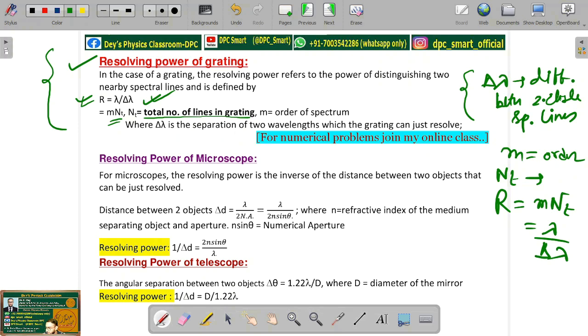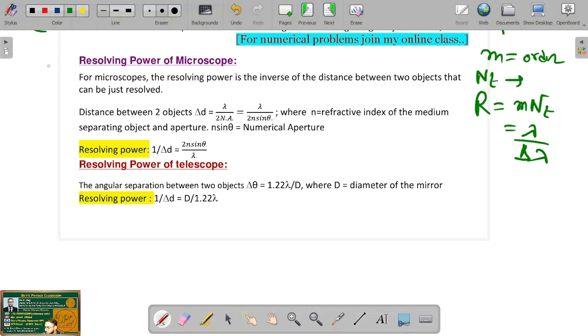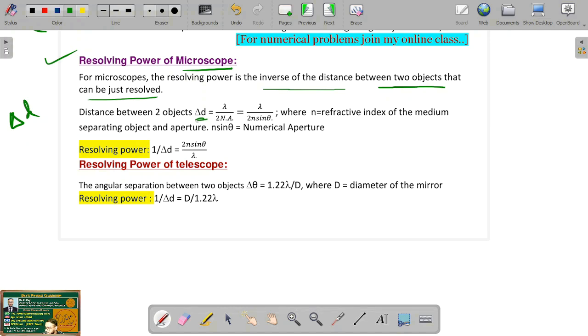Secondly, we will discuss the resolving power of a microscope. For a microscope, the resolving power is defined as the inverse of the distance between two objects that can be just resolved. So the inverse of the distance between two objects which can be just resolved is called the resolving power of a microscope. Suppose the distance between two objects be delta d. So delta d, the distance between two objects that can be just resolved, would be lambda divided by 2 into numerical aperture of the lens.